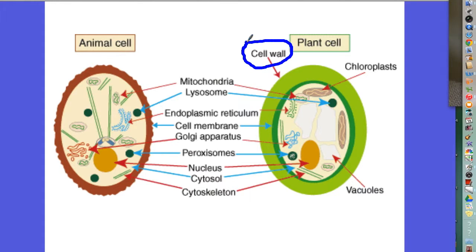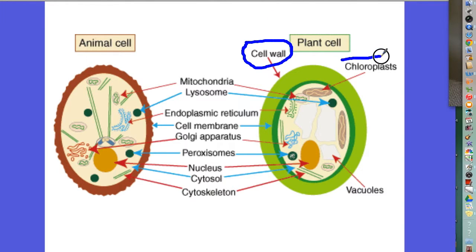It helps to give it support and shape. Plants don't have an endoskeleton, an internal skeleton, or an external skeleton, so these cell walls are important to help the cell and the plant itself stand up straight.